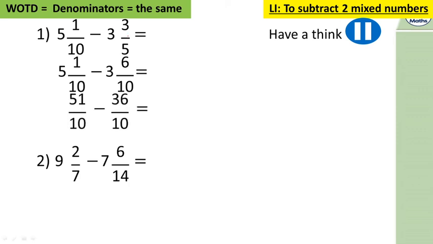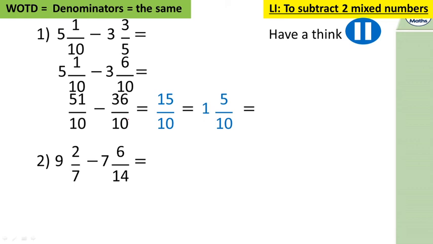Okay, so if we change that into improper fractions, so we don't have to worry about exchanging, we do our whole number times our denominator, 5 times 10, which is 50, plus 1, 51 tenths. 3 times 10, which is 30, plus 6, 36 tenths. So 51 minus 36 tenths is 15 tenths, and then you just want to convert it back to a mixed number. So how many 10s in 15? So 10, 20, so 1 ten. You've used 10, you had 15, so 15 take away 10, that's 5. So 1 and 5 tenths.